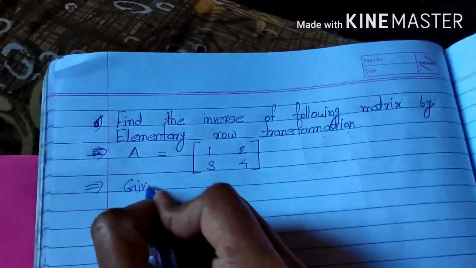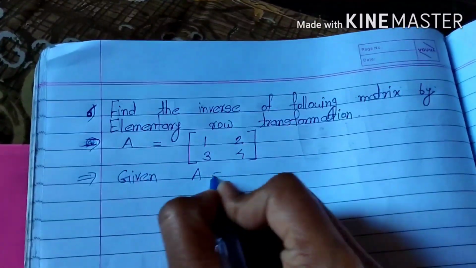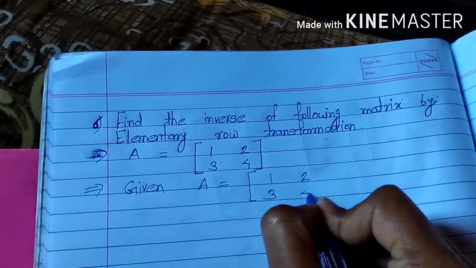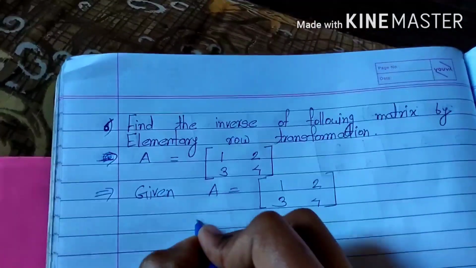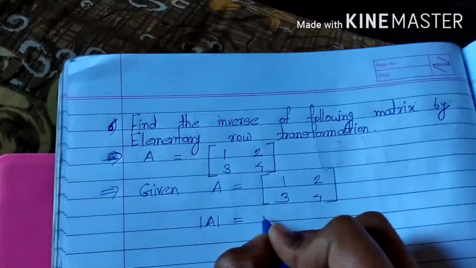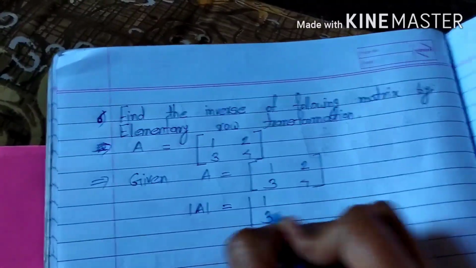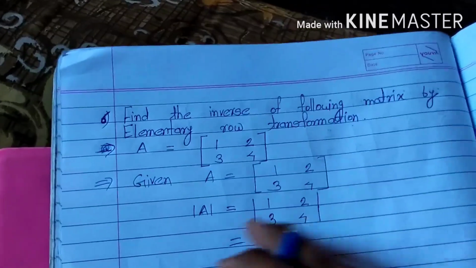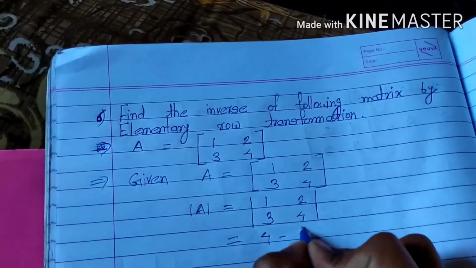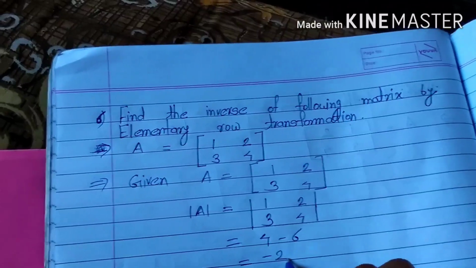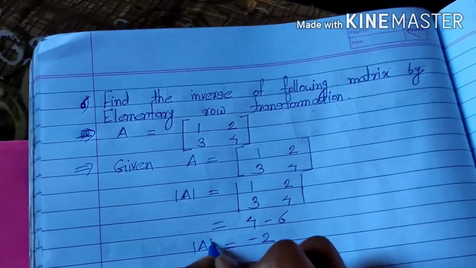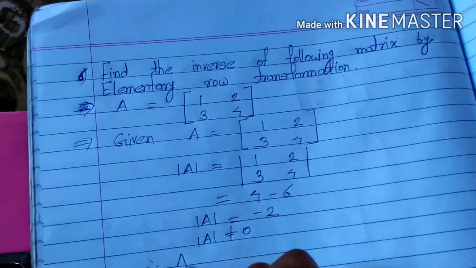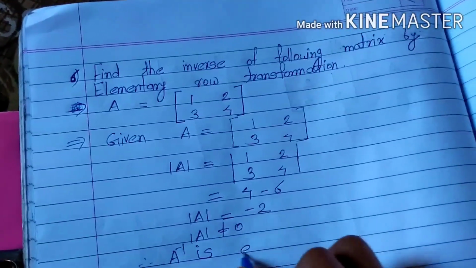Given, take determinant. Determinant is 1, 3, 2, 4. We know how to solve determinant. 4 minus 6 is equal to minus 2, which is not equal to 0. Therefore A inverse exists.